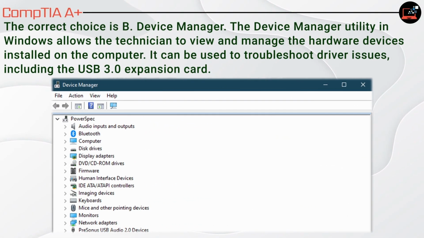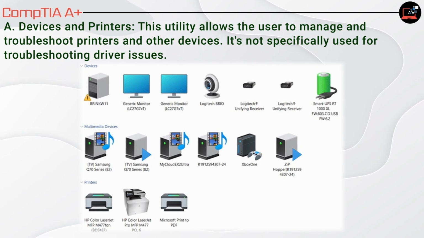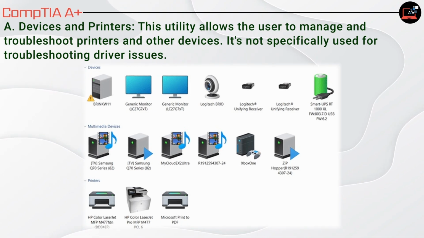The correct choice is B. Device Manager. The Device Manager utility in Windows allows the technician to view and manage the hardware devices installed on the computer. It can be used to troubleshoot driver issues, including the USB 3.0 expansion card. A. Devices and printers. This utility allows the user to manage and troubleshoot printers and other devices. It's not specifically used for troubleshooting driver issues.